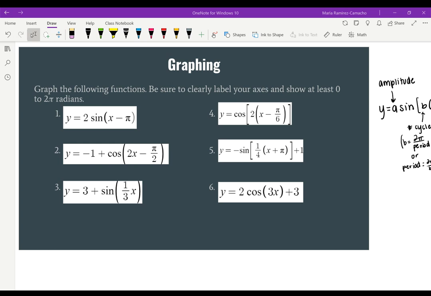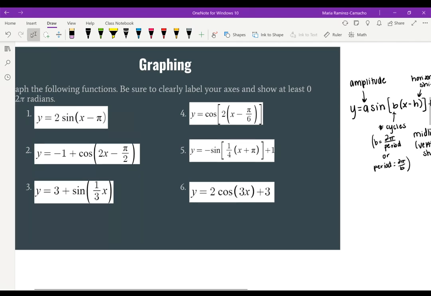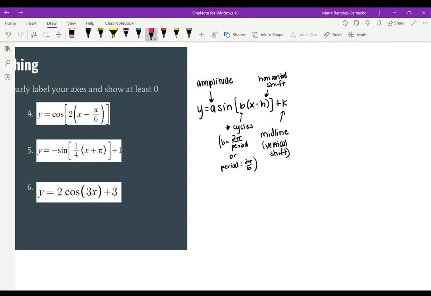All right, problem number 2, our equation is y equals -1 plus cosine of 2x minus pi over 2. Even though this is a cosine equation and not a sine equation, it's going to have the same form as our sine equation, just with the cosine here. So we'll look for the amplitude, b value, horizontal shift, and vertical shift in the same places.